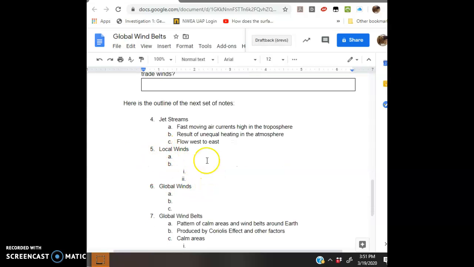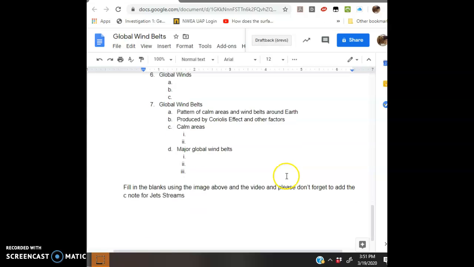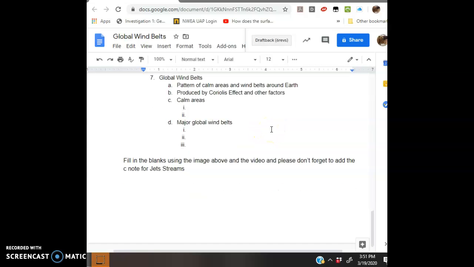We just did the local winds notes section, and we did the global winds notes section. The global winds occur over a large area, created by unequal heating of the Earth's surface, and are winds that blow steadily from specific directions over long distances. That was global winds. Well, you've got now the global wind belts. The pattern of calm areas and wind belts around the Earth, so there's your large area, produced by the Coriolis effect and other factors. What would be the two calm areas?